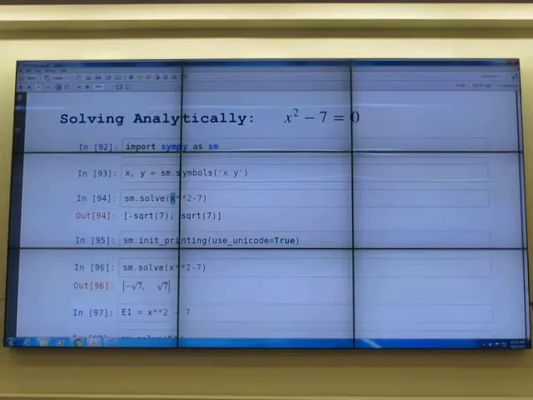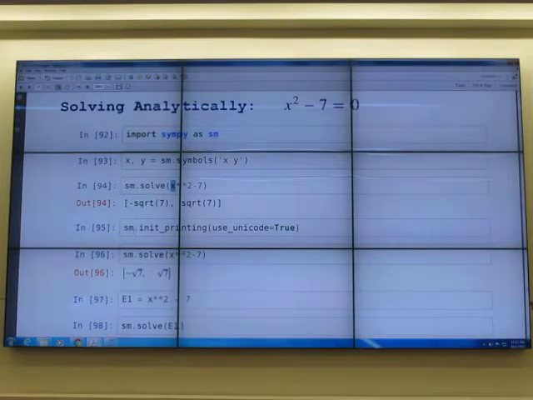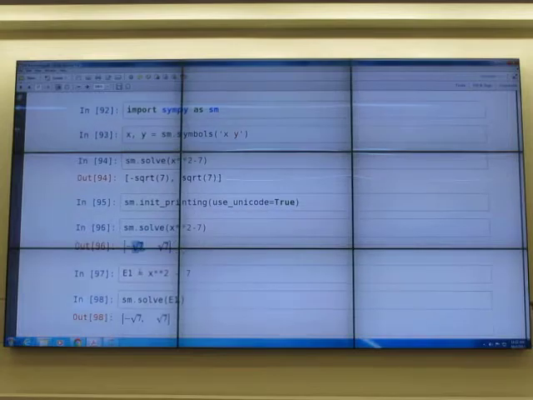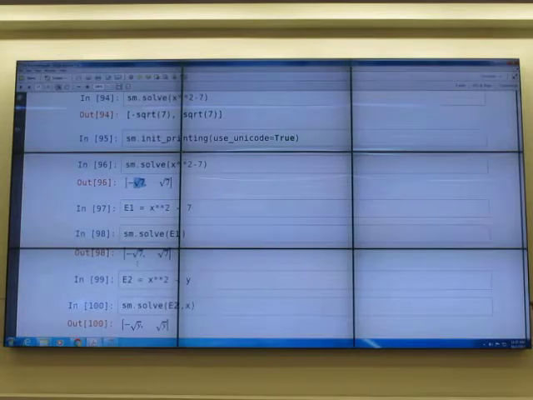If I want a nicer printed form, I do init_printing with use_unicode equal to True. And I type solve again, sm.solve. I get the square root sign: minus square root 7 and plus square root 7. This is the analytical solution.